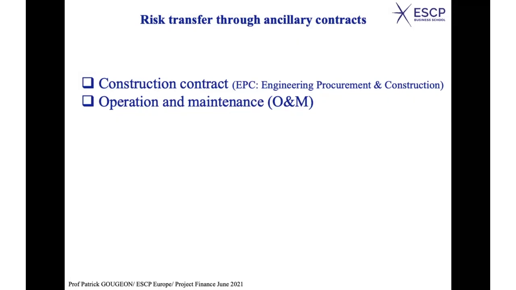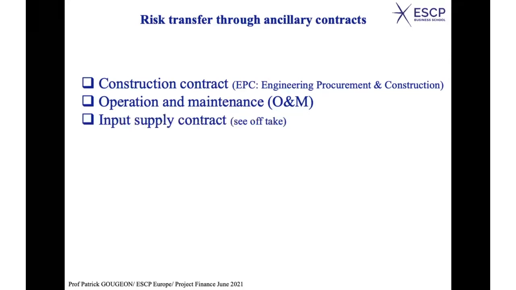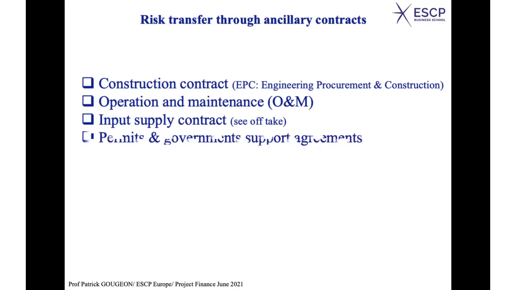You also have input supply contract, as I said. An input supply contract is very similar in its spirit to a PPA to a certain extent because it's a way to guarantee the supply in terms of quantities and prices. It's very similar to an offtake. If you look at the offtake contract, you have some details that tell you about input supply contract. Permits and government support agreements, to guarantee, for instance, that you will have the right to operate during a certain period of time.